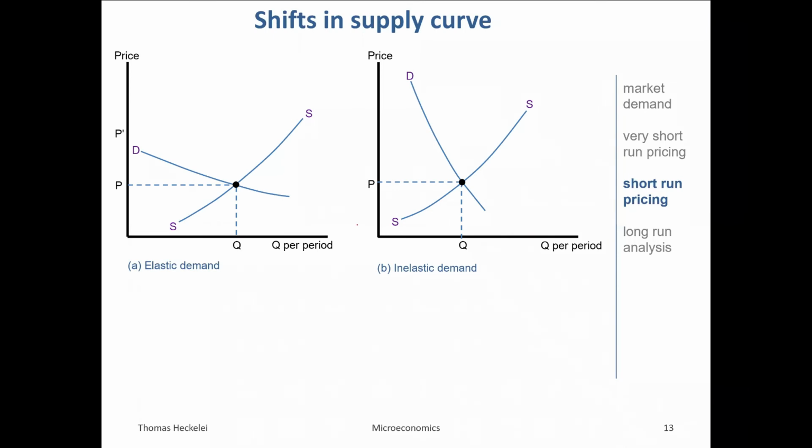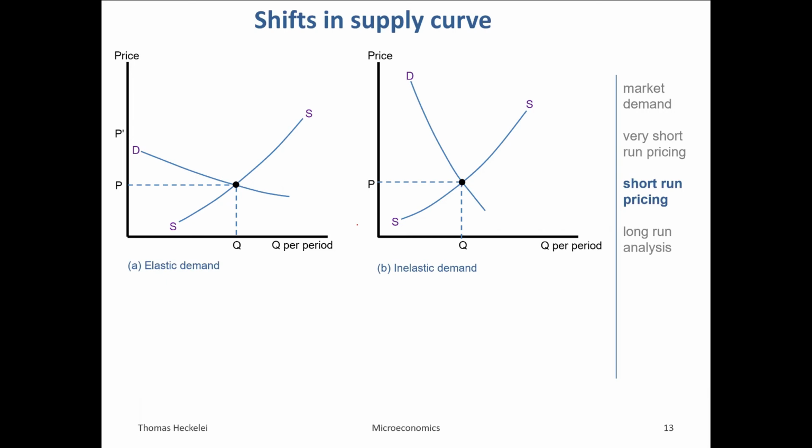The shifts in the supply curve, however, may have different implications when the market demand is elastic compared to when it's inelastic. It sounds a little bit strange already: we talk about the supply curve, but then we have to look at the demand curve. Why is that the case? Let's look at this graph first.